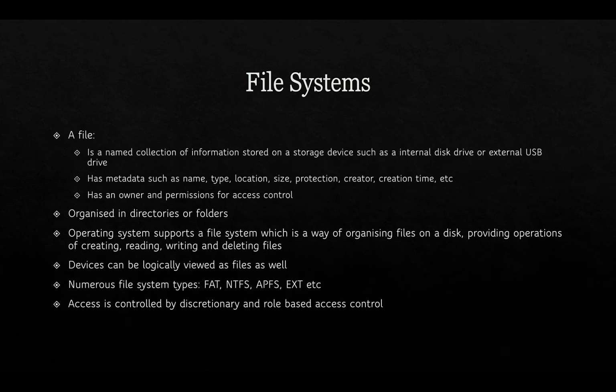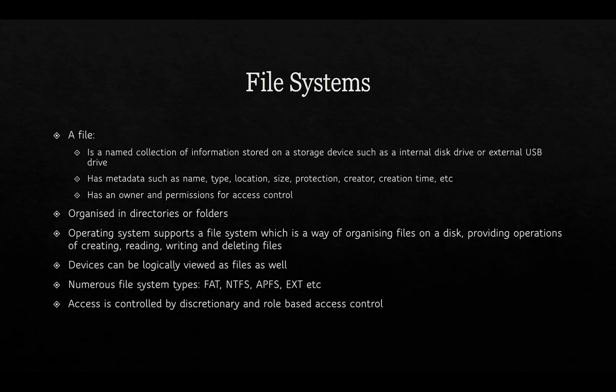So another component of a computer is the file system, where all of your data is stored. Essentially, this is a system that organizes files. And a file is a named collection of information stored on a storage device, such as an internal disk drive or external USB drive. It has metadata, such as its name, the type of file it is, location, size, protection, and other information about who created it, when it was created, updated, etc.